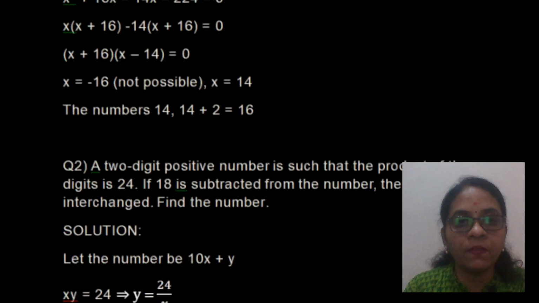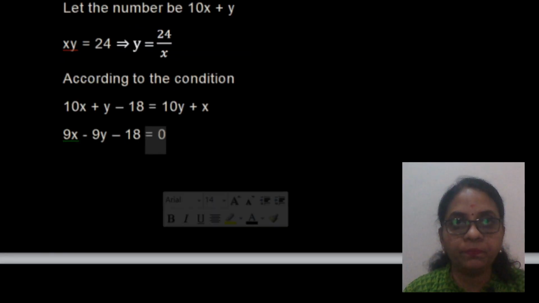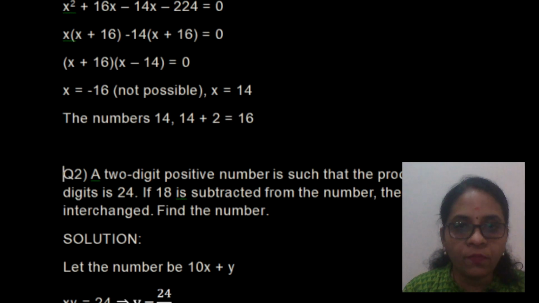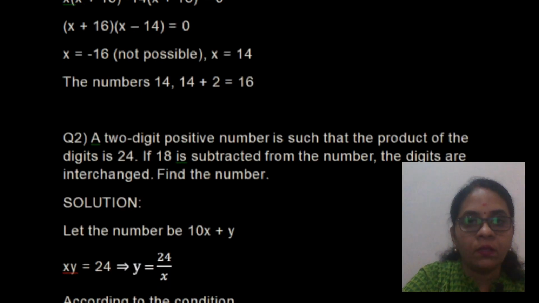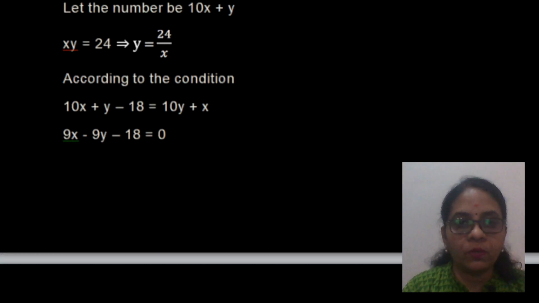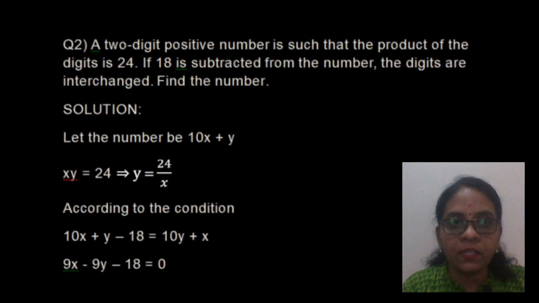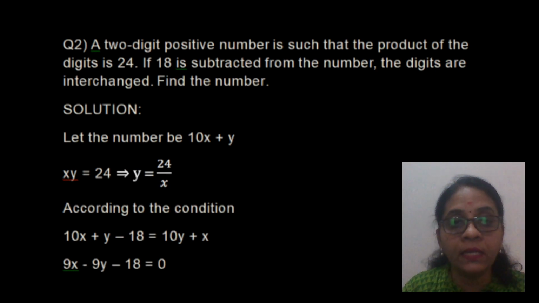Let's see the next one. Now in this question it is given that a 2-digit positive number is such that, let me scroll it up. A 2-digit positive number is such that the product of the digits is 24. If 18 is subtracted from the number, the digits are interchanged.